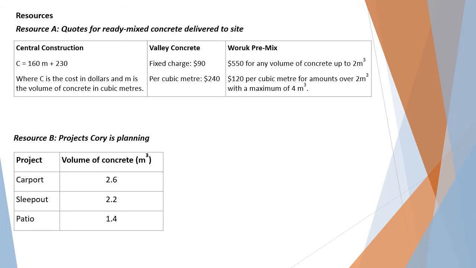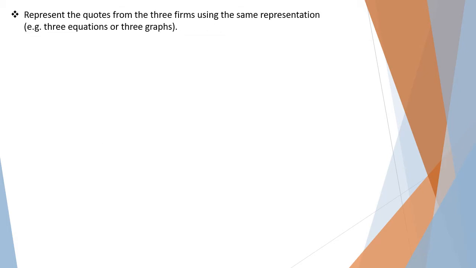So here is the resource sheet. Central Construction, Valley Concrete, Warwick Premix, and those are the three companies, and these here are the three projects Corey is planning to do. Your first step is to put these onto the one graph. Here is my graph. My variable down here is the volume of concrete, and up here on the y-axis is my cost.